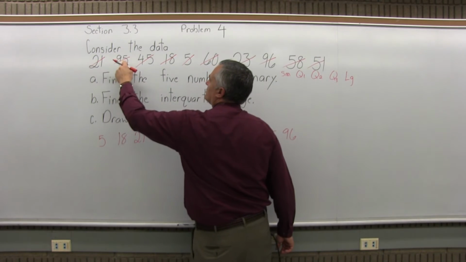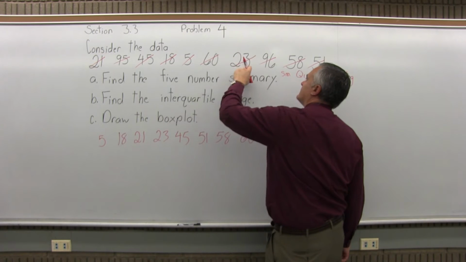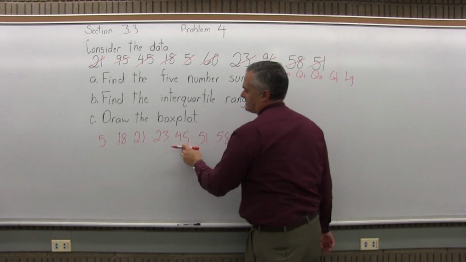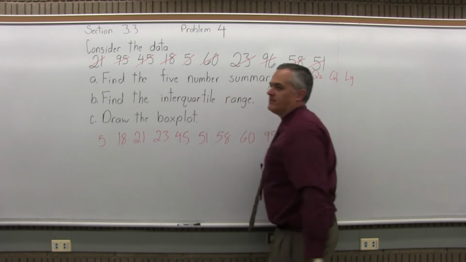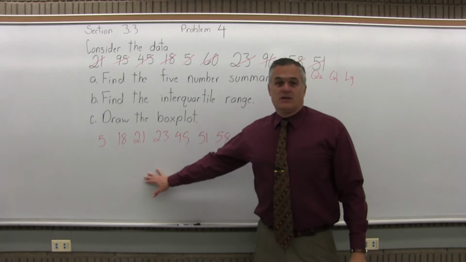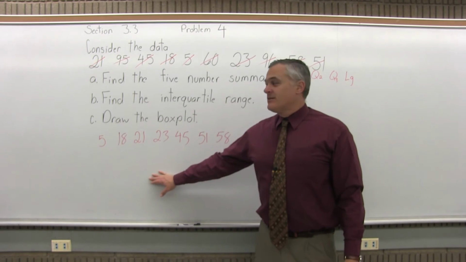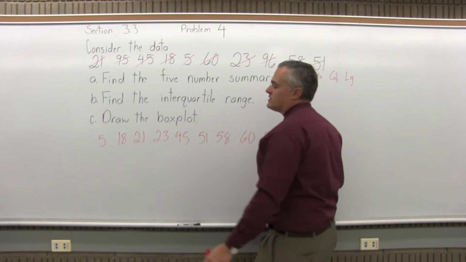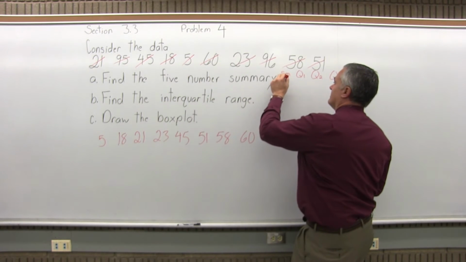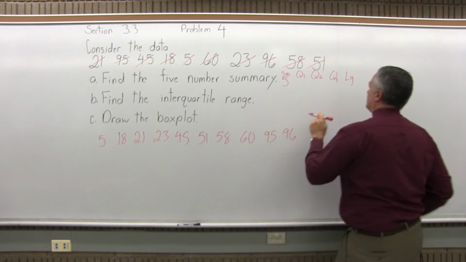So let's see, 1, 2, 3, 4, 5, 6, 7, 8, 9, 10. Good. So once you have the data in order, or what they would say ranked, the smallest and the largest are very easy to see. The smallest data value is 5. And the largest data value is 96.